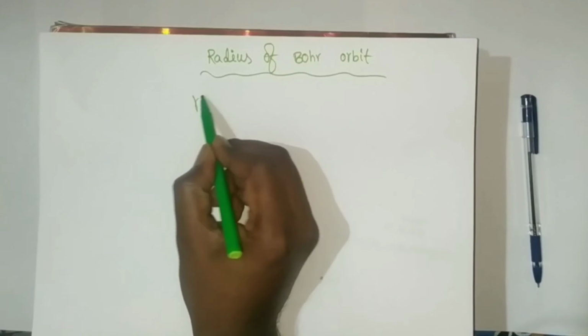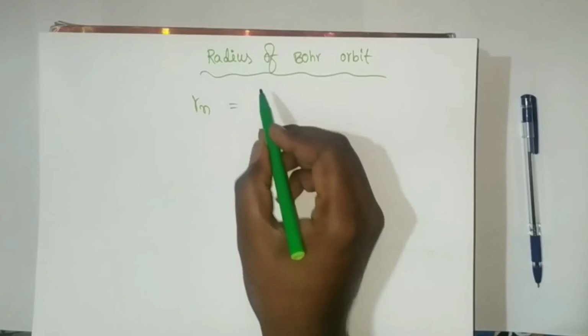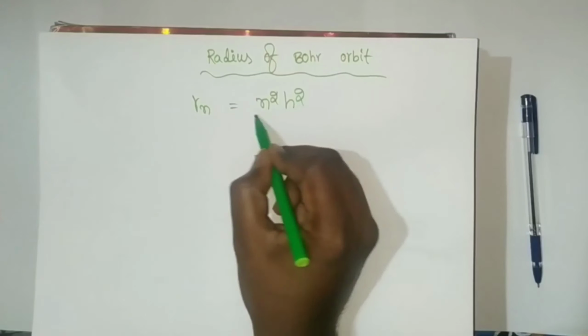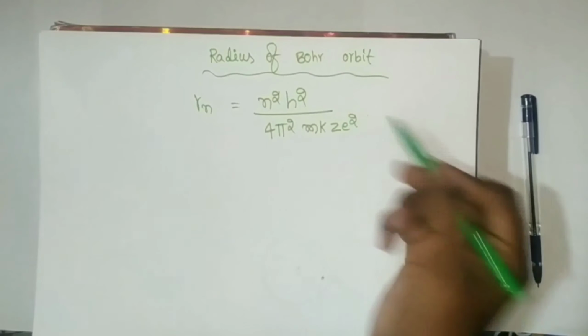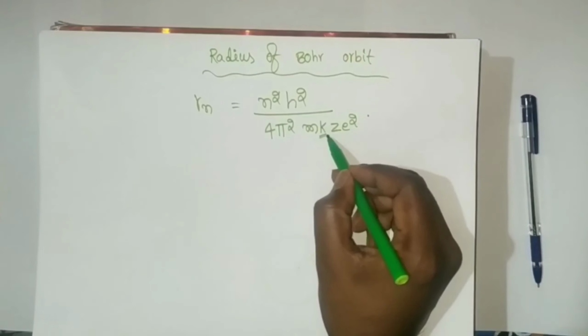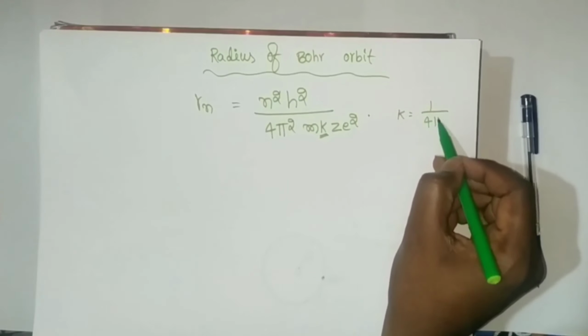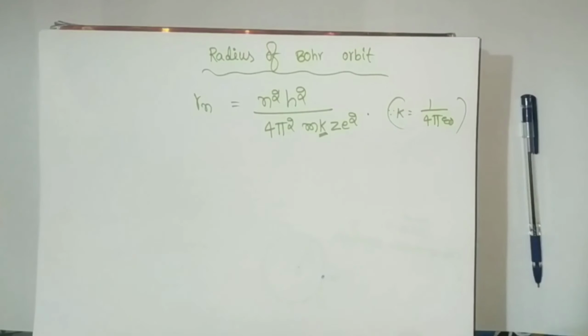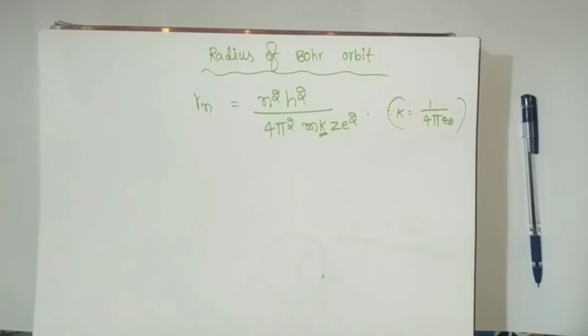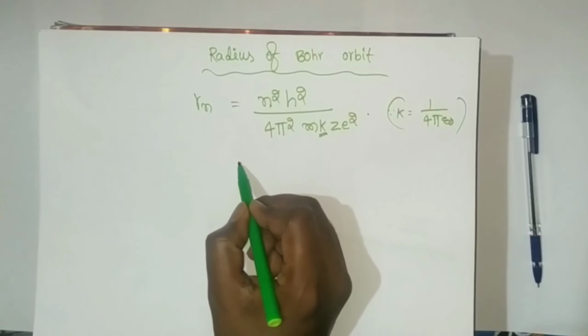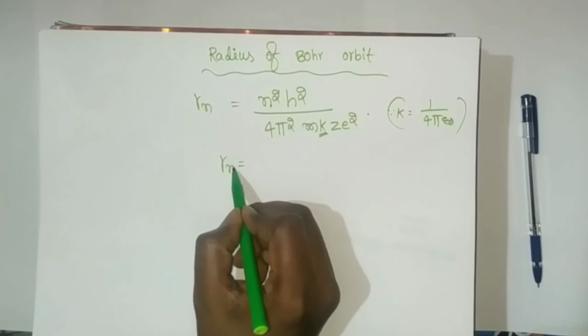The radius of the nth orbit is equal to n squared h squared upon 4 pi squared m k z e squared. In this formula, k value is 1 upon 4 pi epsilon naught, which we can read in physics also. Now we can substitute all the values: n is the number of the shell, h is Planck's constant 6.626 into 10 to the power minus 34 joule seconds, pi is 3.14, and the mass of the electron and z value, everything we can substitute here.